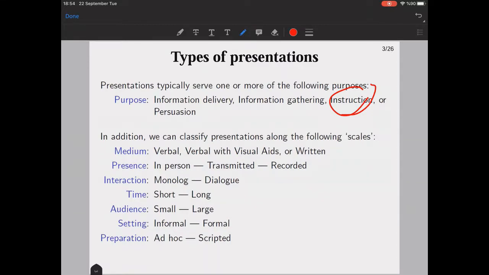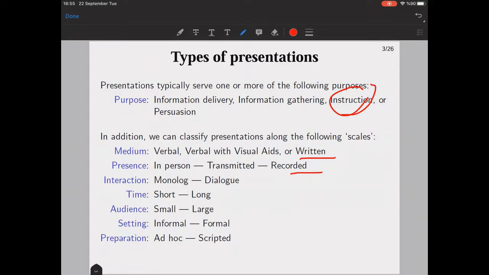In addition, we can classify presentations along the following scales as well. It depends on the medium. It could be verbal with visual aids, or written. I'm trying to do all of them together, like this is the verbal part, and you can draw something sometimes. I'm also trying to use visual aids as well. The presence can be in person, transmitted or recorded. These ones are recorded, but in Q&A sessions we can have in-person communication.